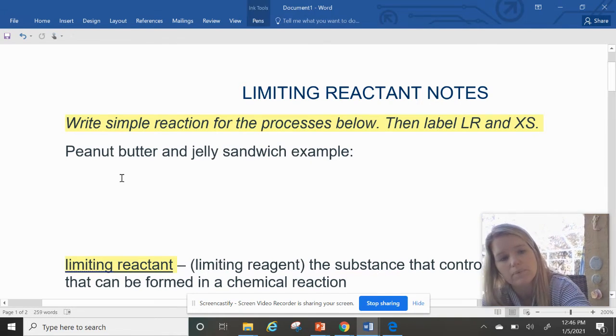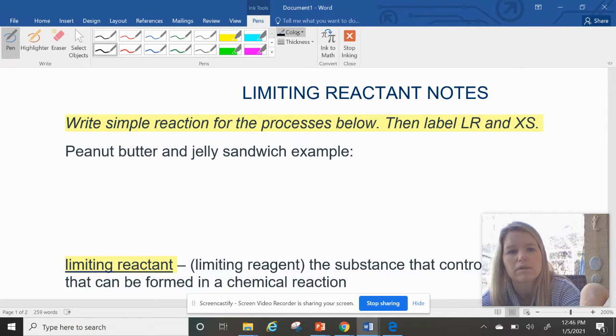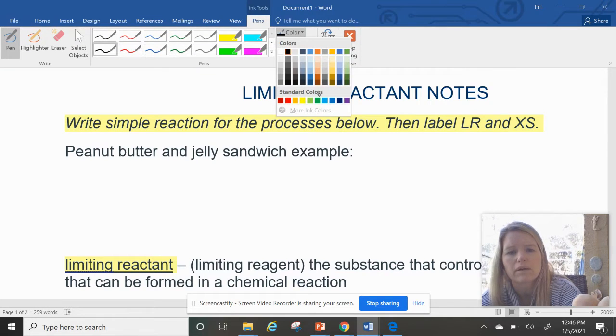Okay, so I'm going to put in here, hold on, I got to get color for my pen, and it's being sketchy. Okay. All right, let's do this.